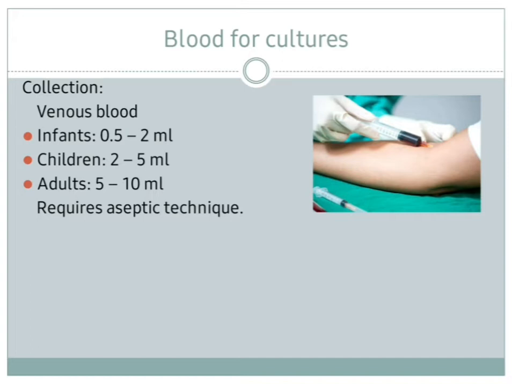Regarding the blood for cultures, here the amount will be larger than the blood that is needed for the smears, and it is taken from the venous blood. As you see here, the amount in the infants 0.5 to 2 ml, in children 2 to 5 ml, and in adults 5 to 10 ml, and the technique should be aseptic.